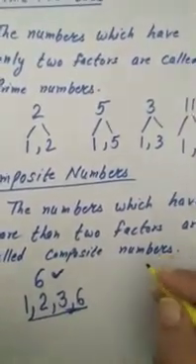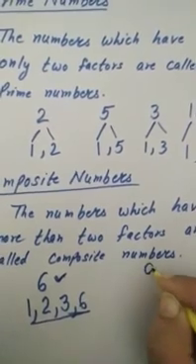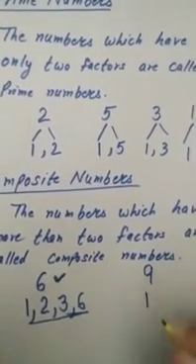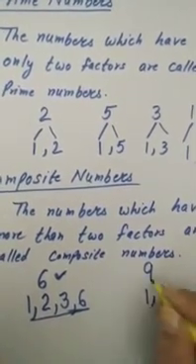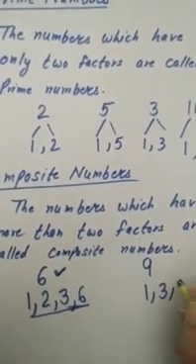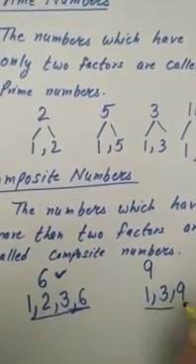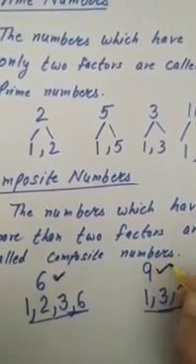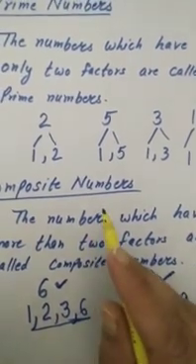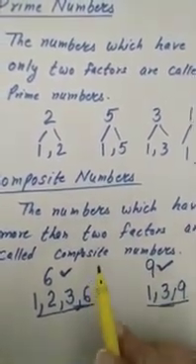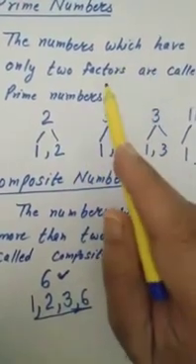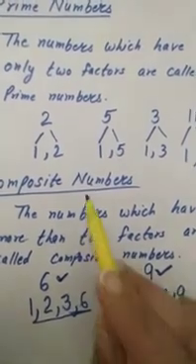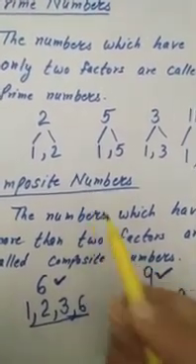See one more example. If I ask you to write the factors of 9. 9 may come on the table of 1. It can come on the table of 3, 3 threes are 9. And then on the table of 9. This also has more than 2 factors. So the number 9 is also a composite number. So the numbers which have 2 factors are called prime numbers. The numbers which have more than 2 factors are called composite numbers.